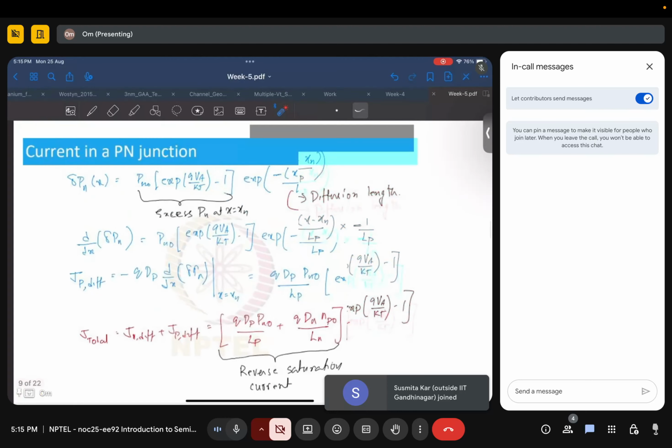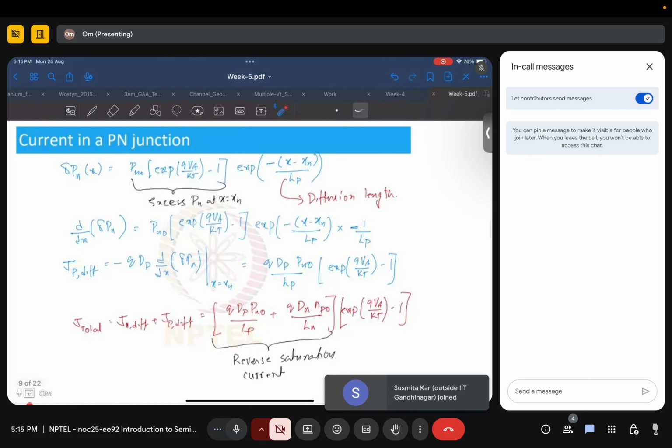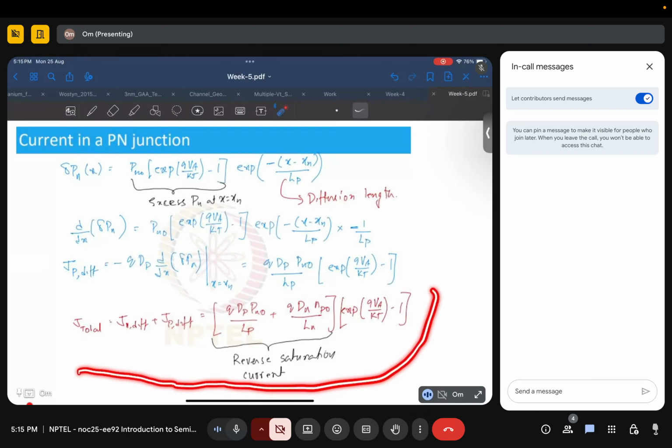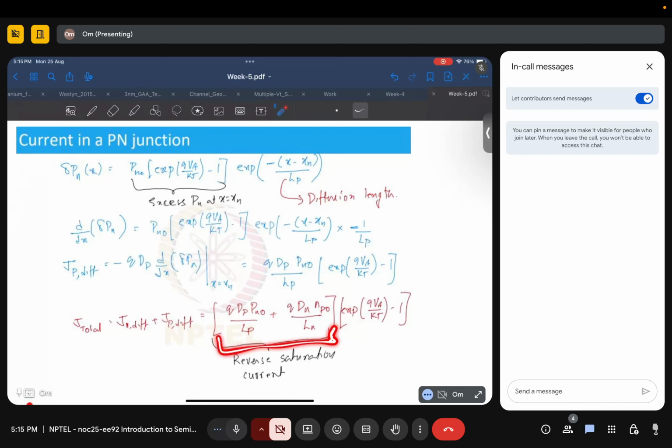This is the total current in the PN junction in steady state. This we have already seen. This is the reverse saturation current.